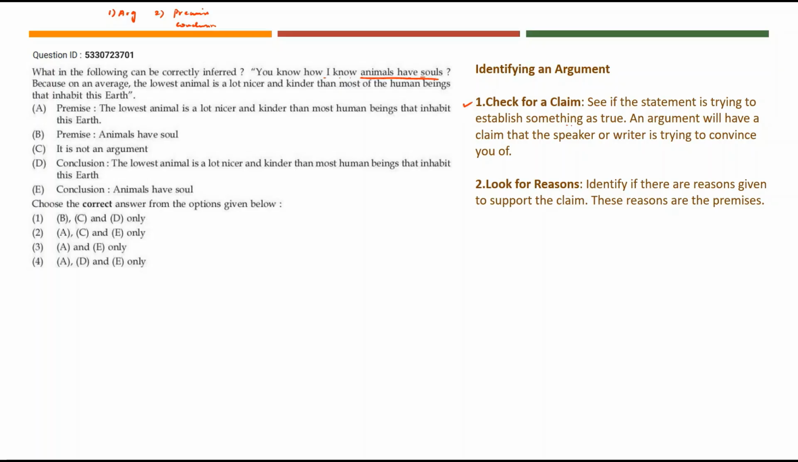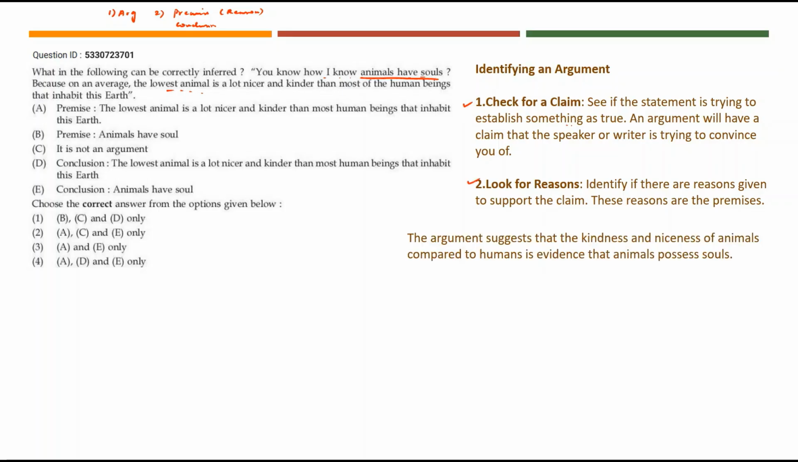Yes, because on an average the lowest animal is a lot nicer and kinder. This statement is actually the reason to the claim that is being given above. These reasons are the premises. So we have a claim here. At the same time, we have a reason to support the claim. The argument suggests that kindness and niceness of animals compared to humans is evidence that animals possess souls. This is how we are concluding that it is an argument.